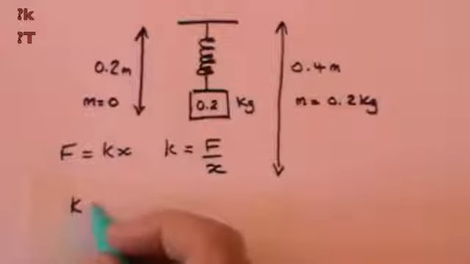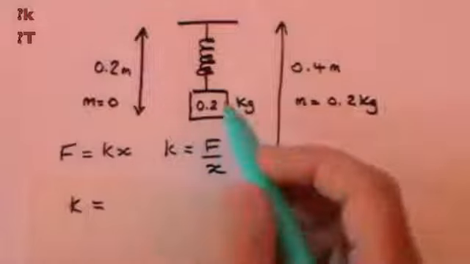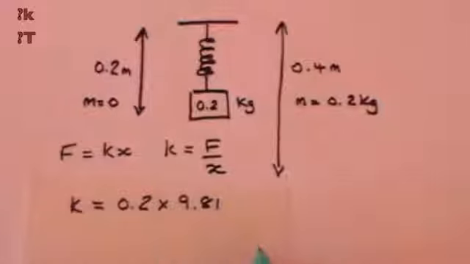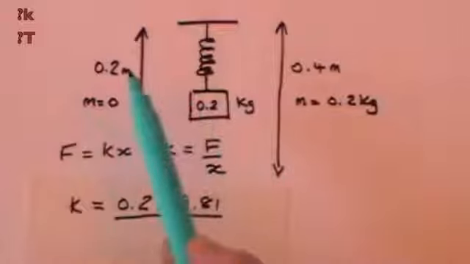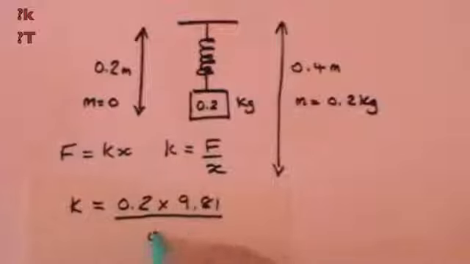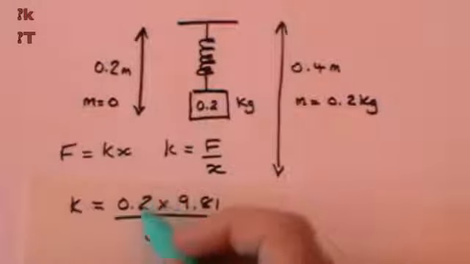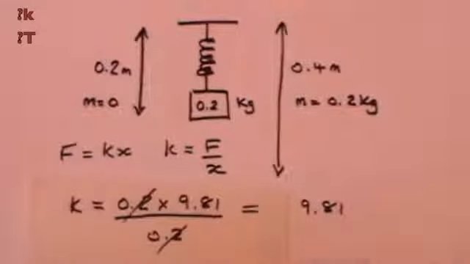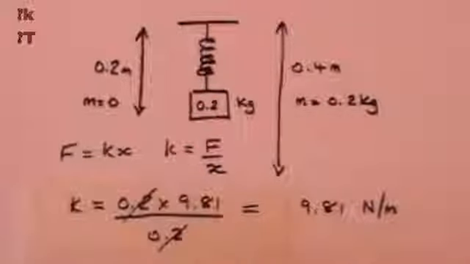And that gives us that K is equal to the force, which is 0.2 kilograms multiplied by gravity, so mg is the force, divided by the extension. Well, the extension, when the spring had no load, it was 0.2 meters. When it had the load, it was 0.4 meters. So the extension is the one minus the other, which is 0.2 meters. Actually, the 0.2's cancel, and so you get that the spring constant is 9.81, and that will be in units of newtons per meter, since it's force divided by length.